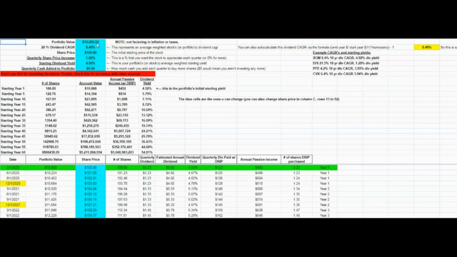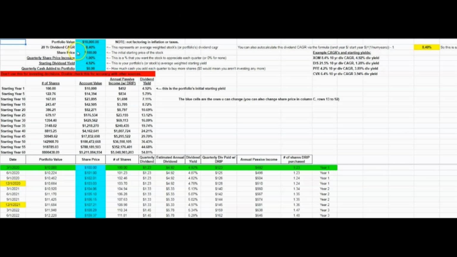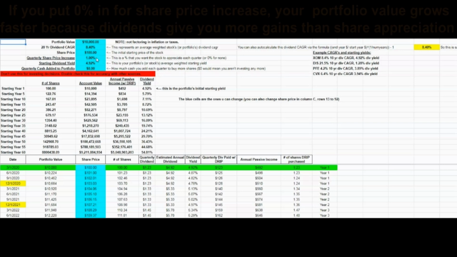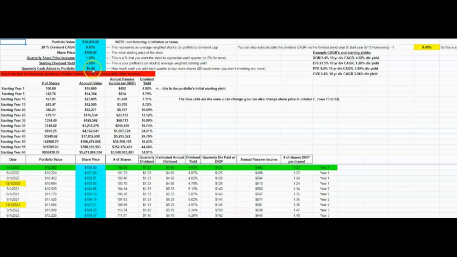The blue cells are the cells that you can edit. For example, this right now is modeling if you had $10,000 and the 20-year dividend compound annual growth rate. I called it 20, but it doesn't really matter. And then the share price, I put it just at a default 100. And then I assume quarterly the share price increases 1%. You can always zero this out and things will actually grow a lot faster. But for now, I just felt that was a reasonable starting growth rate. And then there's a starting dividend yield. And then here's a field that if you want to use it, if you want to estimate what would happen if you added cash to the portfolio.